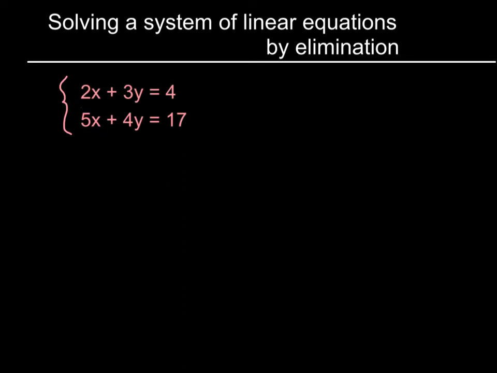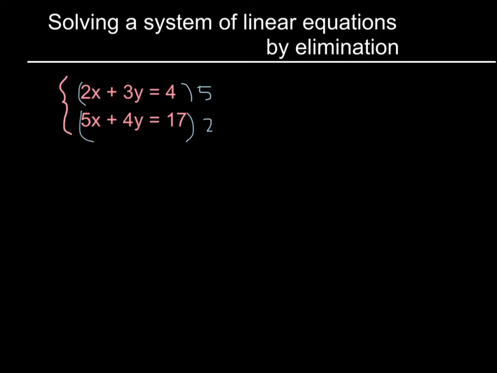So how do I get them the same? I have to multiply them. So I'm going to multiply my top equation by 5 and my bottom equation by 2. Now, this is a good thing, but it's not enough. Because right now, when I multiply this 5 times this 2, I get a positive 10. This 2 times this 5 is also a positive 10. They don't cancel. 10 and 10 is 20. 10 and 10 is not 0.